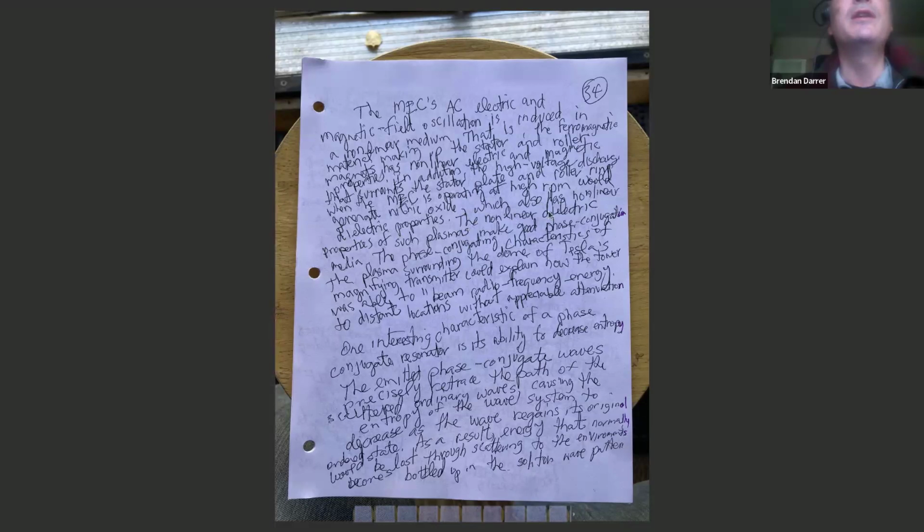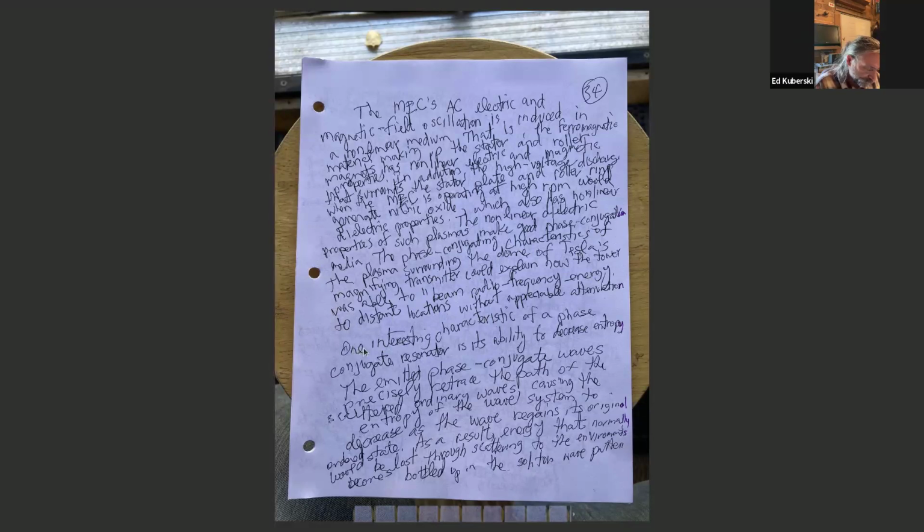The nonlinear dielectric properties of such plasmas make good phase conjugation media. The phase conjugating characteristics of the plasma surrounding the dome of Tesla's magnifying transmitter could explain how the tower was able to beam radio frequency energy to distant locations without appreciable attenuation.